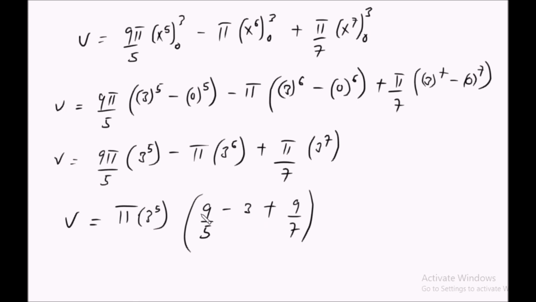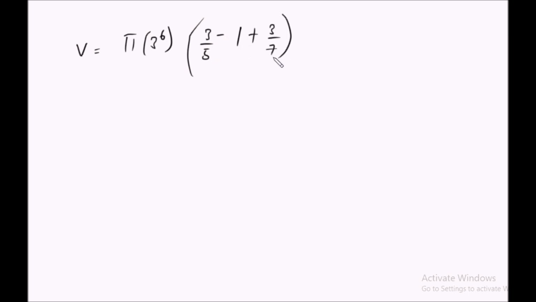Nikitoa nje tena 3, okay? Nitapata v ni sawa na pi. Nimetoa nje 3 nyingine, kwa hiyo inakuwa 3 power 6. Kwa hiyo nitabaki na 3/5 minus 1 plus 3 over what? Over 7. So pi times 3 power 6. Hapa 3/5 minus 1 ni negative 2/5. Faster 2. Hii hapa sasa.